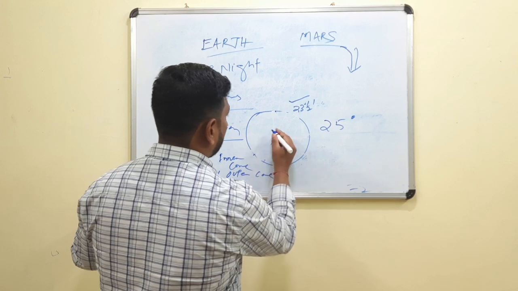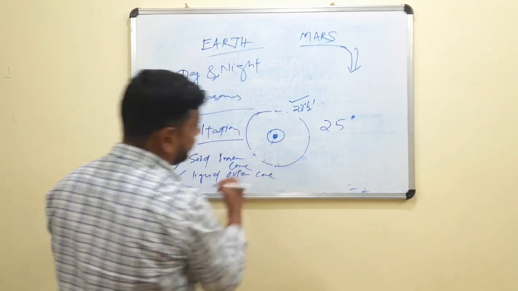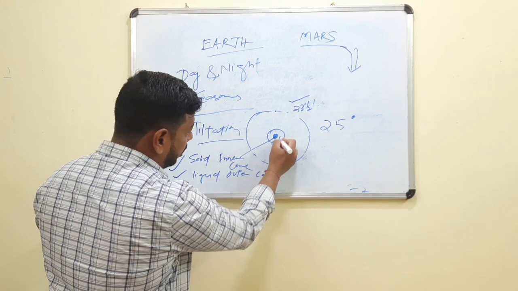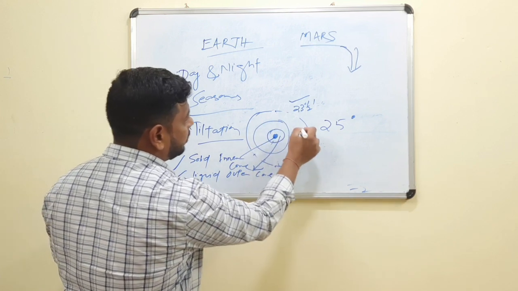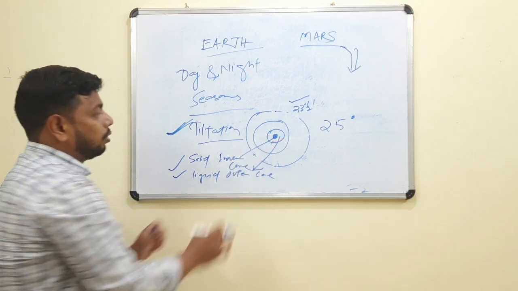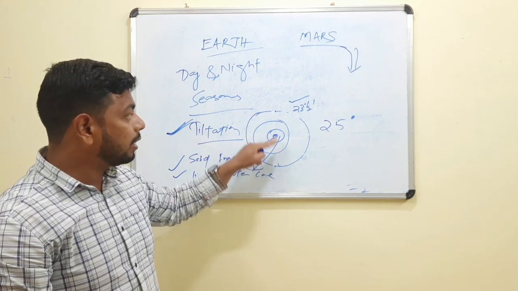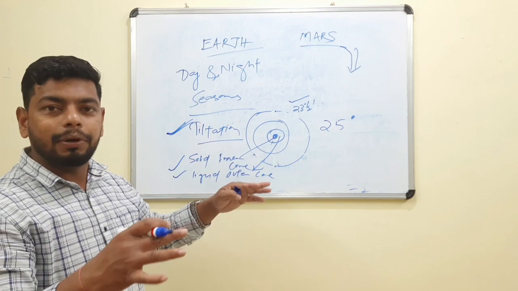It means that the core, within this part, a solid part is there: the solid inner core. This one is the liquid outer core. Then this one is the mantle and this one is the crust. Core, mantle, crust, or crust, mantle, core. Clear? Crust we live over here.